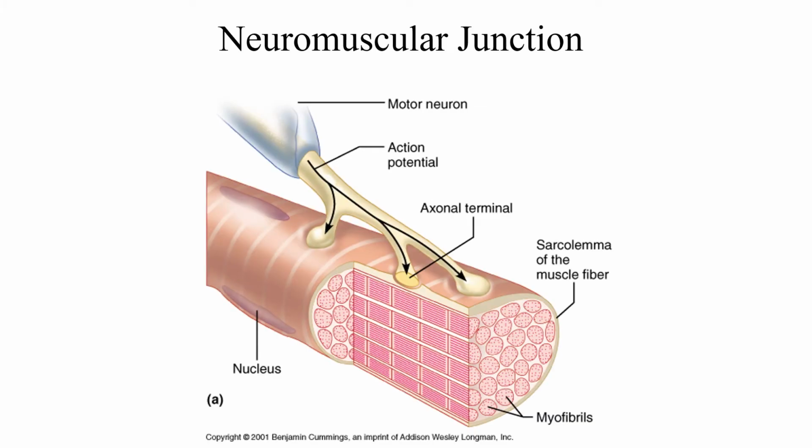In order to review this information, let's look at a picture of a neuromuscular junction. The neuromuscular junction is the actual place where the axon terminal nearly comes in contact with the sarcolemma of the muscle cell. Let's zoom in on this location right here and look at it up close.